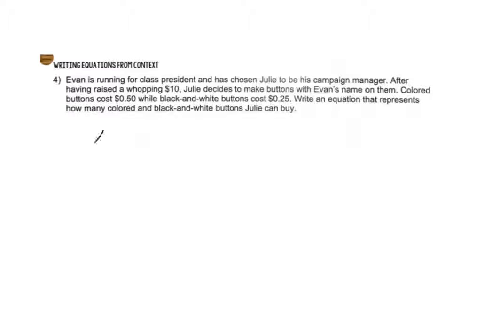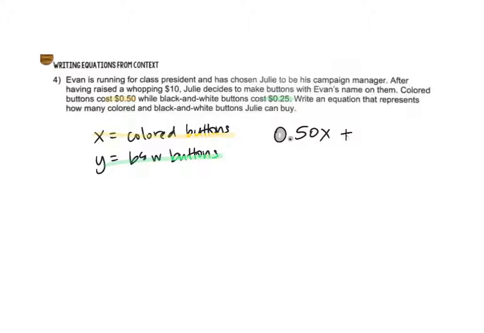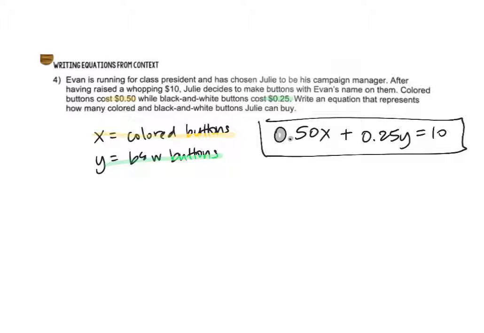So the first thing I'm going to do is label what my X is and what my Y is. In this case, we're comparing colored buttons to black and white. Colored buttons cost 50 cents. And black and white buttons cost 25 cents. So here's my equation that I'm going to write. 0.50x plus 0.25y equals, and Julie has a total of $10 that she can spend. This is my equation in standard form.